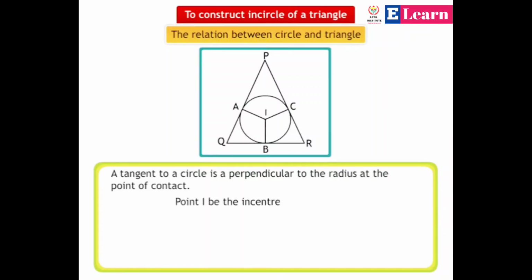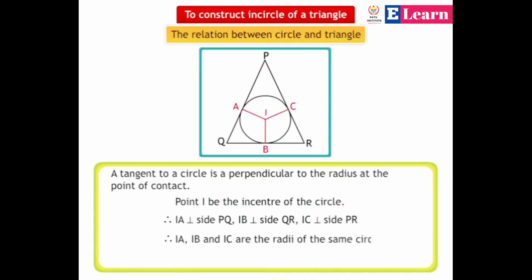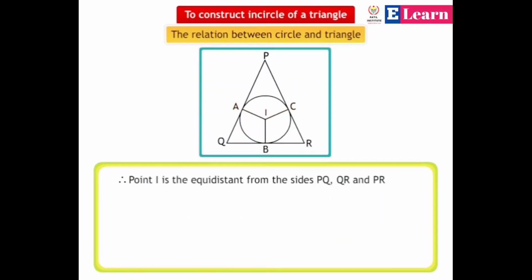Now, let point I be the incenter of the circle. Therefore, IA is perpendicular to side PQ, IB is perpendicular to side QR, and IC is perpendicular to side PR. Therefore, IA, IB, and IC are the radii of the same circle. Segment IA is congruent to segment IB is congruent to segment IC. Therefore, point I is equidistant from the sides PQ, QR, and PR.